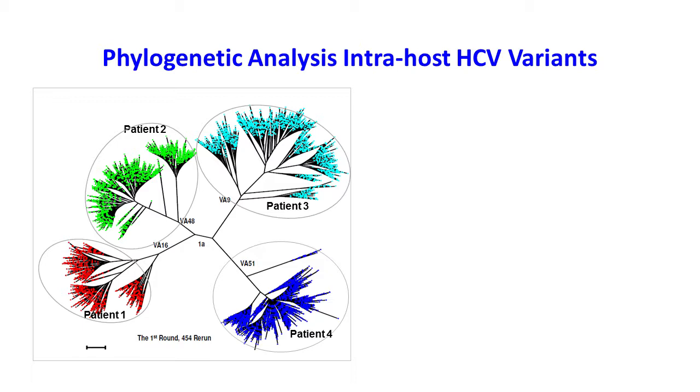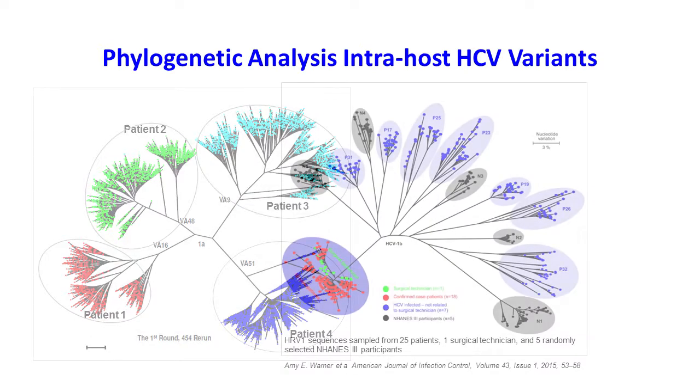So again, the variability of the HVR1 region can be used to establish transmission links among HCV individuals. This slide shows HVR sequences from 4 patients. Although all these patients are infected with the same genotype 1A, there is a clear-cut clustering of these sequences from one another, depending on the source patient. So you don't see any intermixing of these sequences with the other patients.